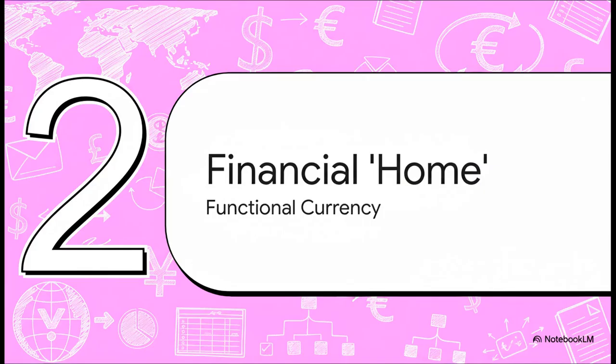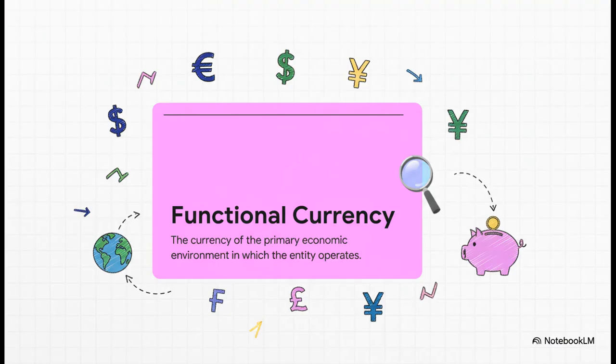Okay, so where do you even start with all this? Well, before you can translate a single dollar or euro, IAS 21 says you have to do something really important first. You've got to figure out your company's financial home base. Now, in accounting speak, this home base is called your functional currency. And listen, it's not always what you think. It's not necessarily where your main office is or the currency on your letterhead. It's the currency of the main economic world you live and breathe in. You could almost call it your company's financial native language.